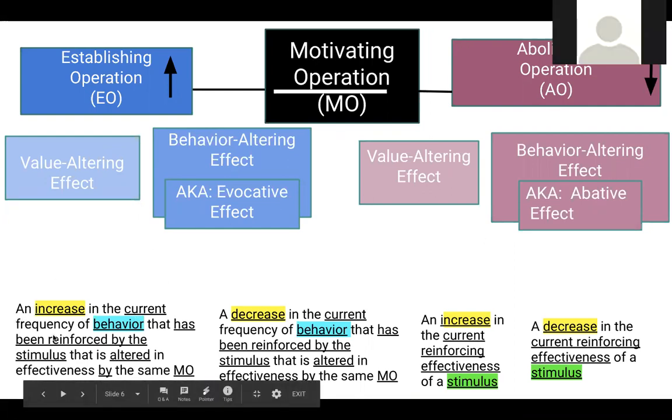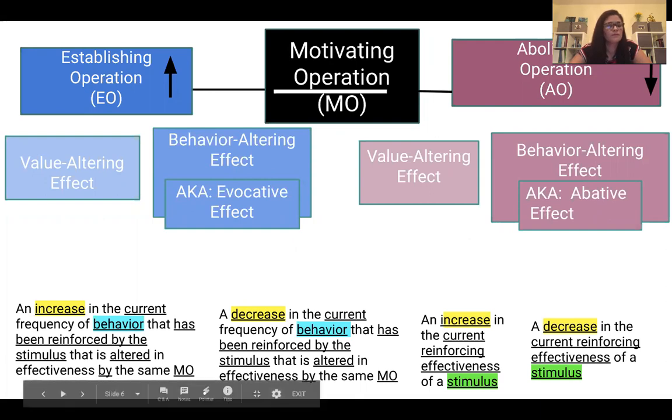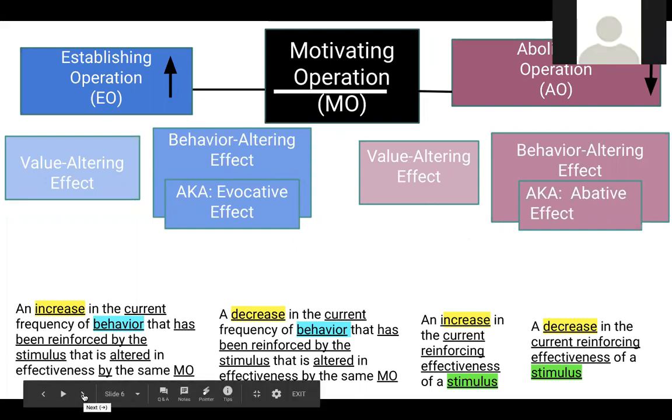Okay, so here I just put it for us to match the definition with the one that goes. By now I've said it so many times that you know it. An increase in the current frequency of behavior that has been reinforced by the stimulus that is altered in effectiveness by the same MO. Which one is that one? You've got to pick from these four. Establishing operation, yeah, like she said. Behavior altering effect, because they're talking about behavior.